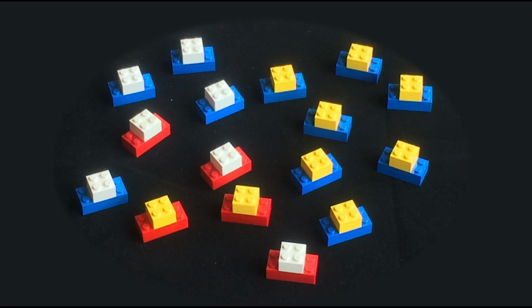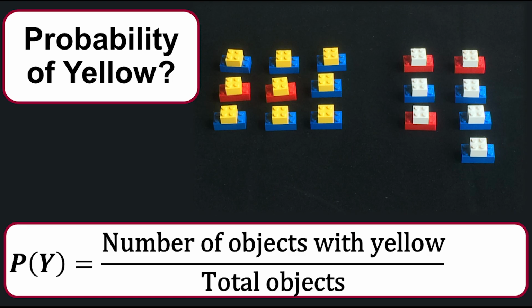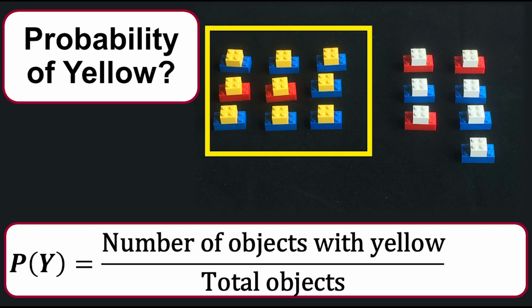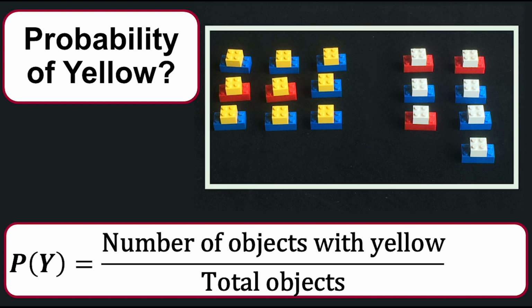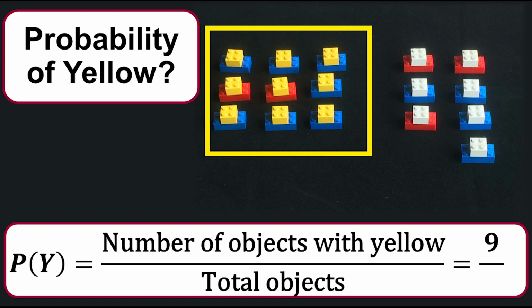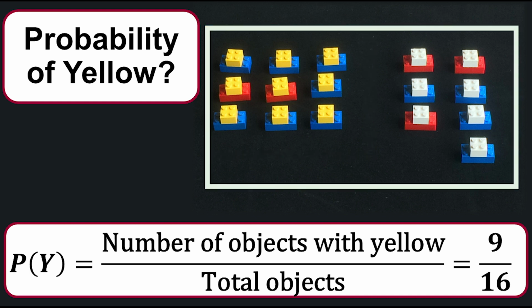Here are some objects. If we put them in a bag and draw one out without looking, what is the probability that it has a yellow brick? We can see that there are 9 objects with yellow out of a total of 16 objects. The probability of drawing one out that is yellow is 9 out of 16.